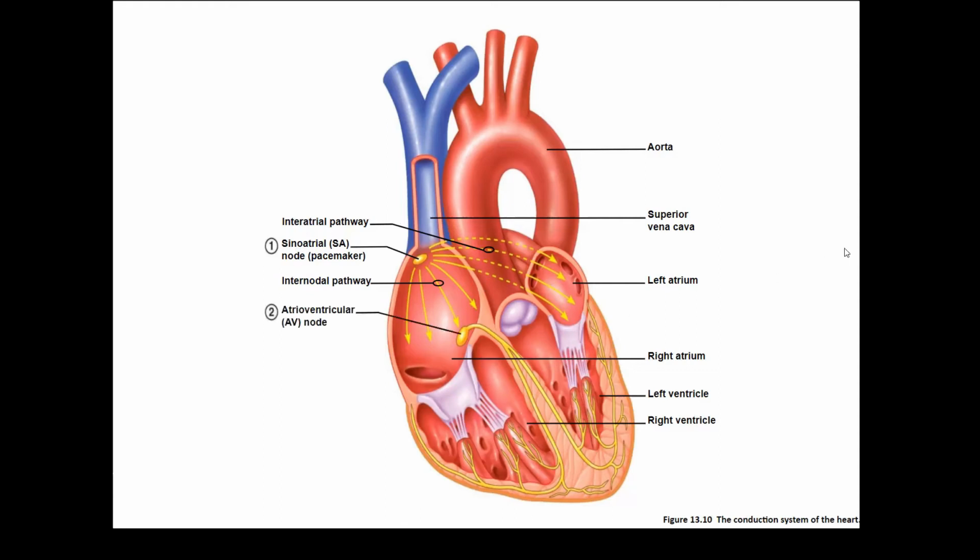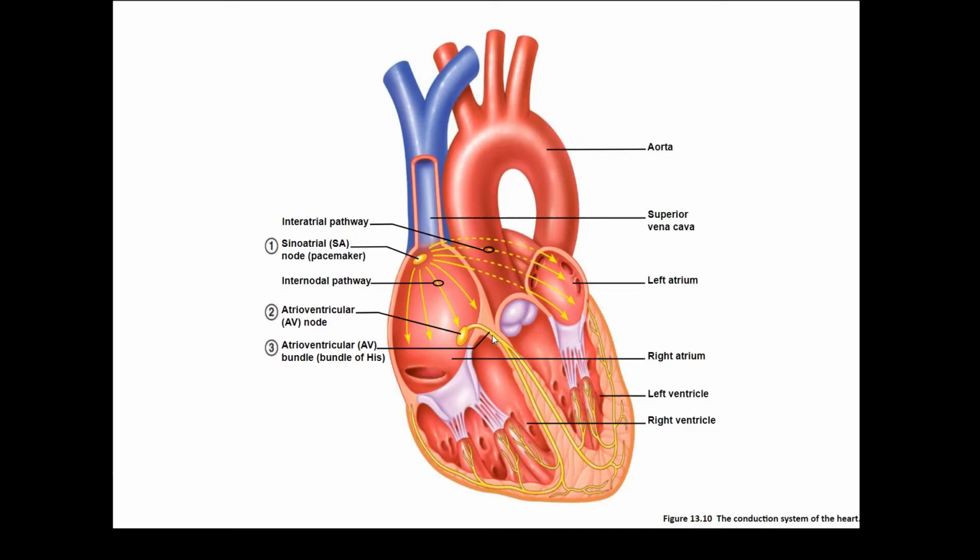Okay. So our AV node, located right here, all right, not in the ventricles yet, but right above. So that's going to receive our electrical signal next. Here we have the bundle of His. So the bundle of His reaches down into this wall between the ventricles.